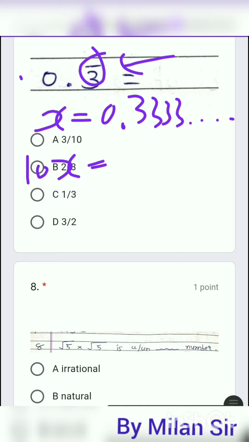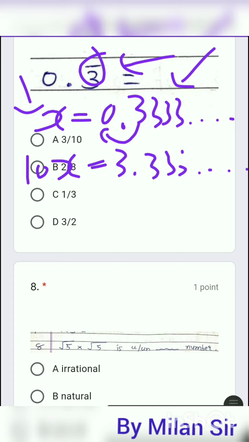Now if you multiply this equation by 10, x becomes 10x, and there is only one 0 in 10, so one digit comes forward: 3.33333 continuously. If you multiply 0.33333 by 10, then one digit comes forward before the decimal point, so it becomes 3.3333 continuously. Now from this second equation we need to subtract our first equation.